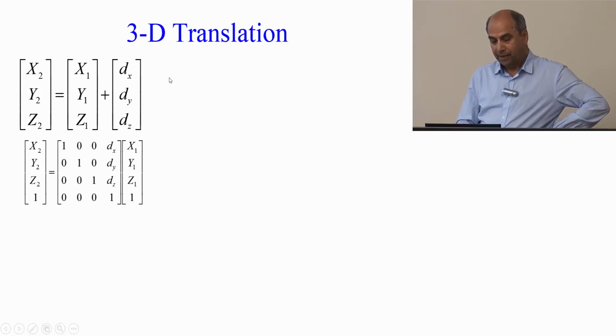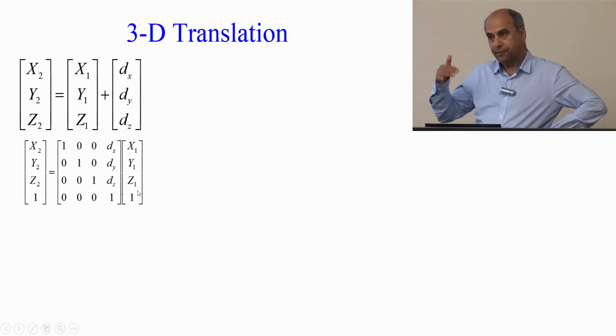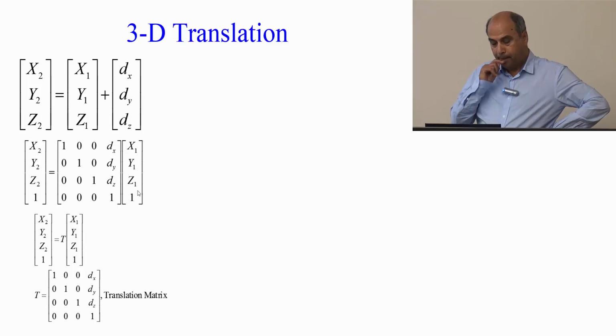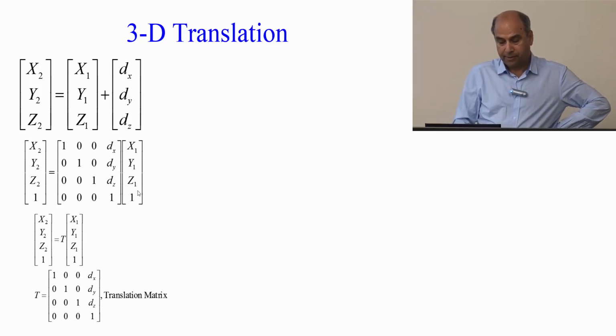And these are the homogeneous coordinates, so we add a 1 as the last element here, so that we can use this for the perspective transformation and so on, as we talk about that. So then the translation matrix is this one.